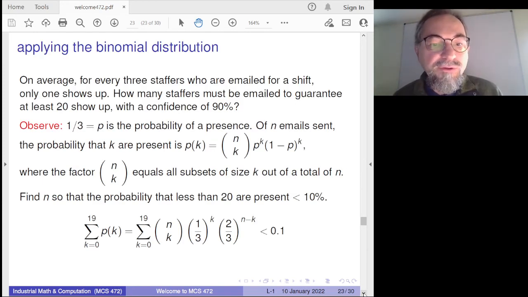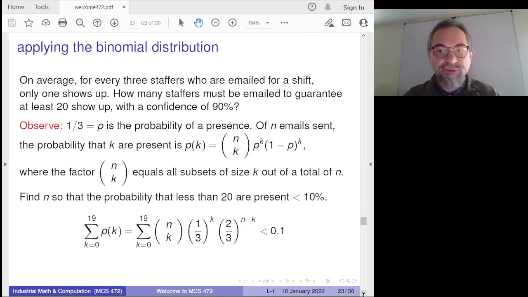All right, here is the solution as a formula at the bottom. So this is an example of the binomial distribution. So what is the binomial distribution? It's modeling also a coin toss. You're sending out an email, and with probability 1 over 3, you have success. So the person you sent the email to shows up. But you also have a probability of failure, and it's a loaded coin. So the probability of failure is 2 over 3.